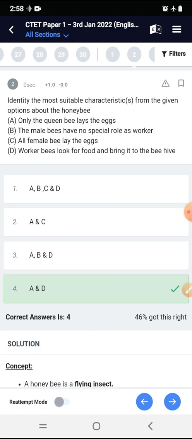Identify the most suitable characteristic from the given options about the honeybee. So the answer is A and D. Only the queen bee lays the eggs and worker bees look for food and bring it to the beehive.